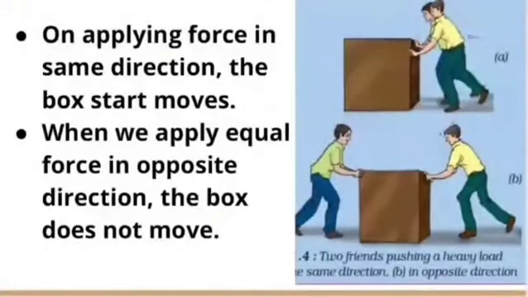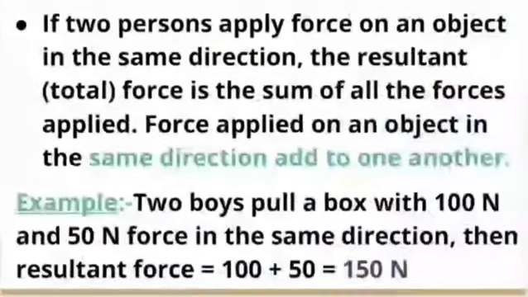So here we conclude that if two persons apply force on an object in the same direction, the resultant, meaning the total force, is the sum of all the forces applied. Forces applied on an object in the same direction add to one another.